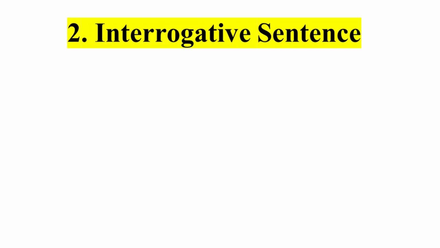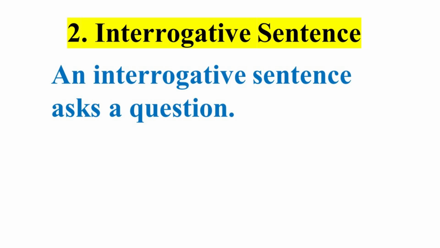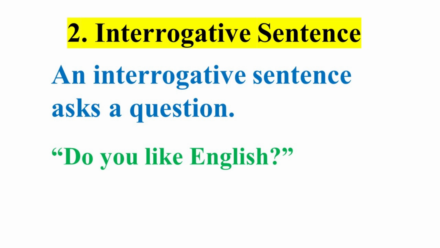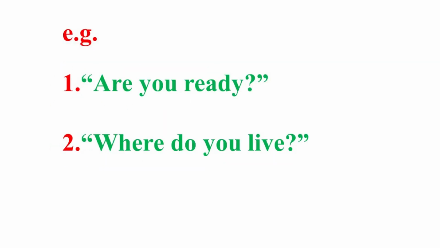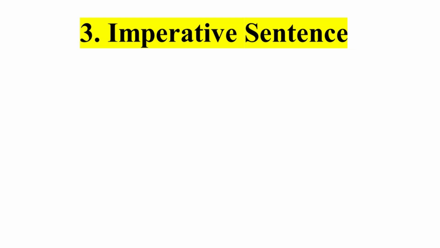Next, let us look at interrogative sentences. An interrogative sentence asks a question. For example, do you like English? Notice that it ends with a question mark. More examples: are you ready? Where do you live? So anytime you ask a question, you are using an interrogative sentence. Alright?